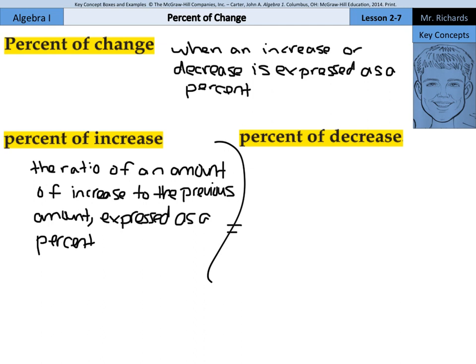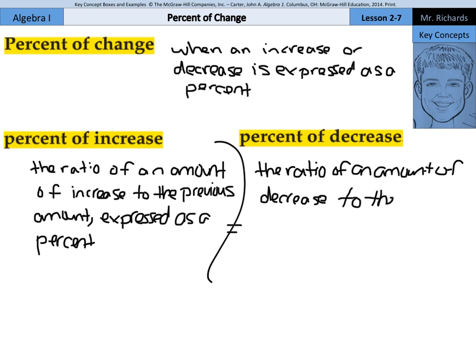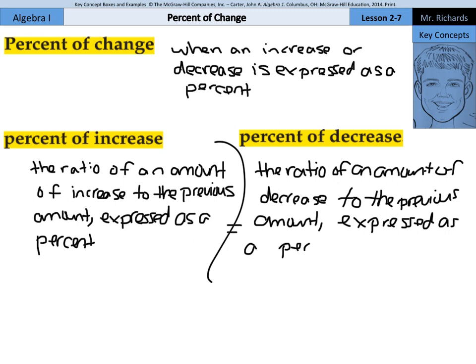compared to percent of decrease, which is the ratio of an amount of decrease to the previous amount. And, like percent of increase, this is also expressed as a percent.